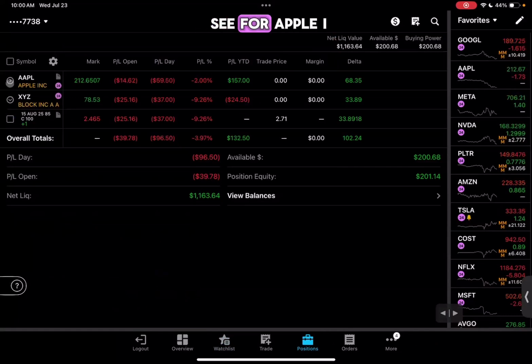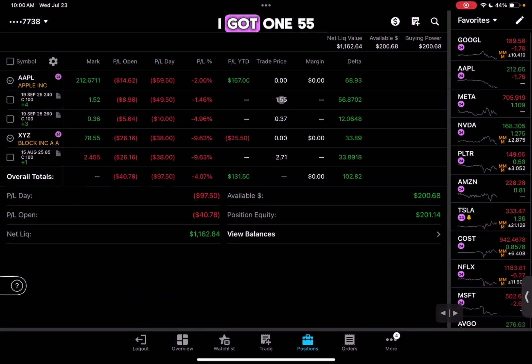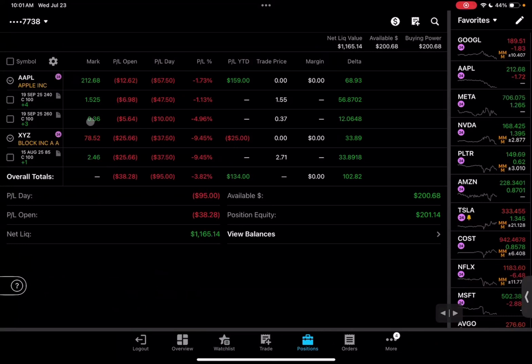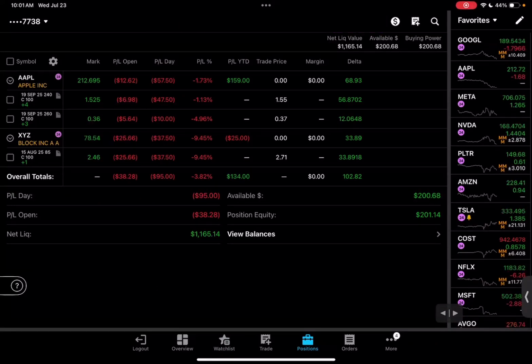So now you can see for Apple, I have 4 240s now, 3 260s. I could really sell more of those. And then my trade price, I got 155. Was still 155. Dang it, I didn't bring it down. It's all good. Still 155. Yeah, because I want more of the 240s than the 260s. So yeah, that's what we're doing.